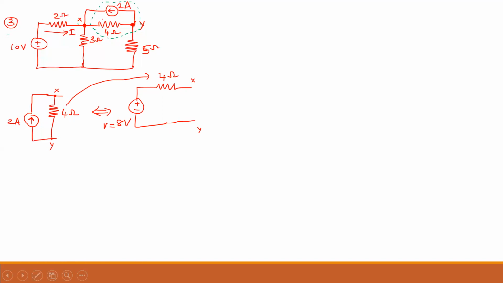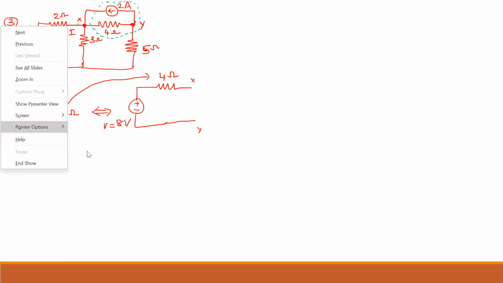Just draw it over there carefully. Where is the X? Where is the Y? Because here only we will make a mistake. Now, if I draw the circuit over here, I'm not disturbing the 2 ohm resistance branch. So the 3 ohm is as it is. And in between X and Y, I have to draw this 4 ohm resistor and a voltage source. And the remaining 5 ohm is as it is.